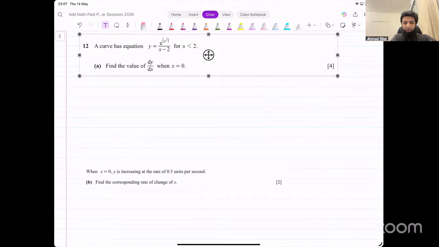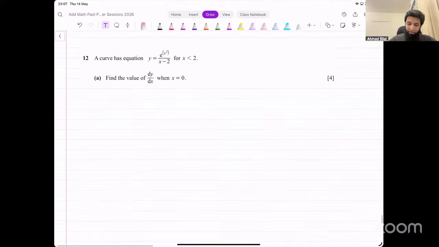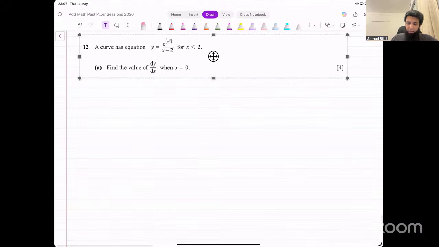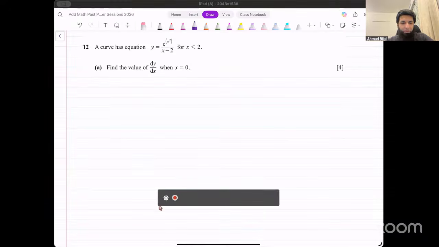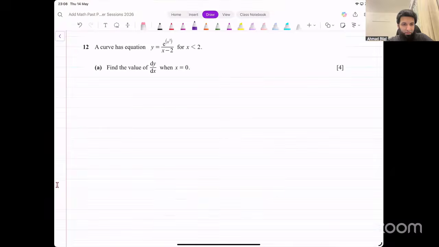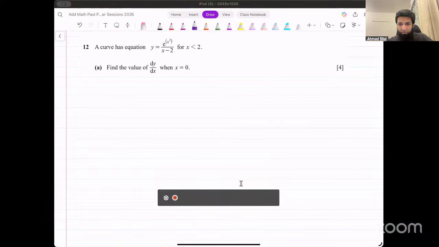Okay, let's do this now. A curve has this equation for x less than 2. Find the value of dy over dx when x is equal to 0. So let me actually leave this in the comment here as well.